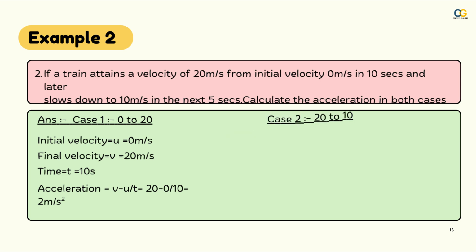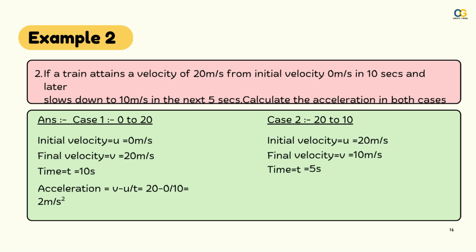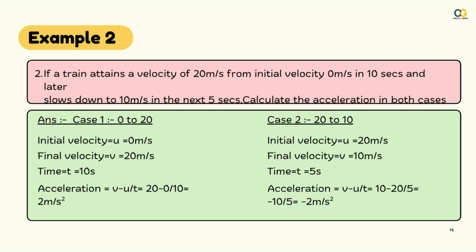Coming to case 2, where the speed was slowed down from 20 to 10, the initial velocity was 20 meters per second, the final velocity was 10 meters per second. The time taken to do this was 5 seconds. So the acceleration here was (v minus u) by t, which is (10 minus 20) by 5, which is minus 10 by 5, which is minus 2 meters per second square. This is how we solve questions related to acceleration.